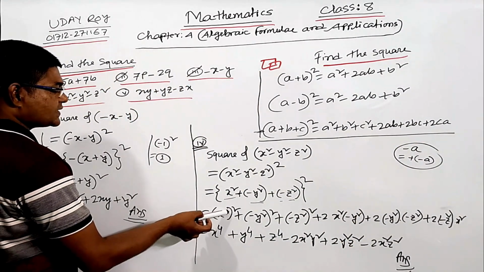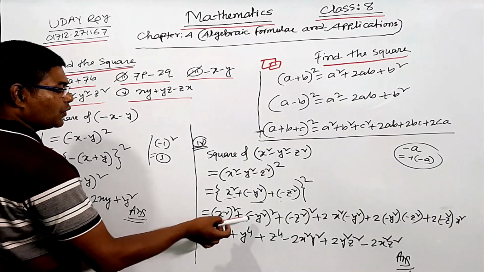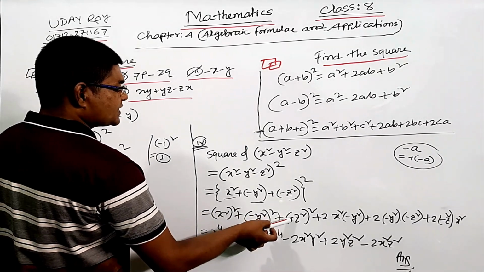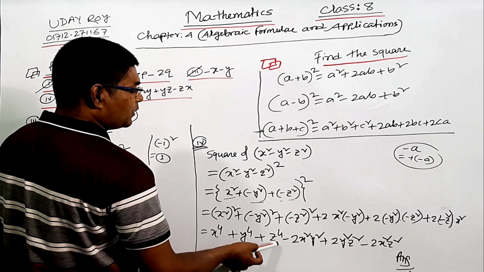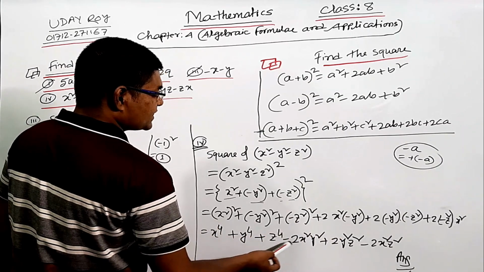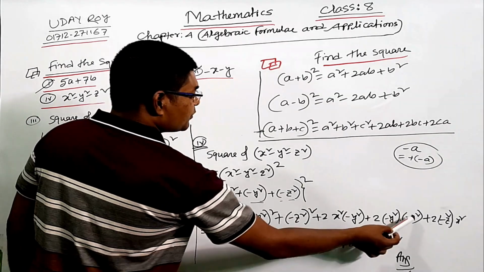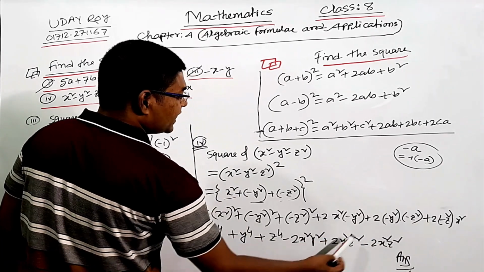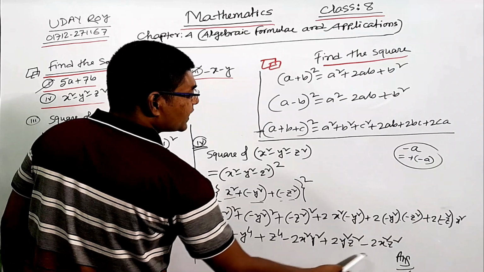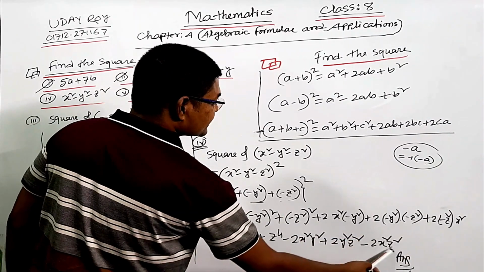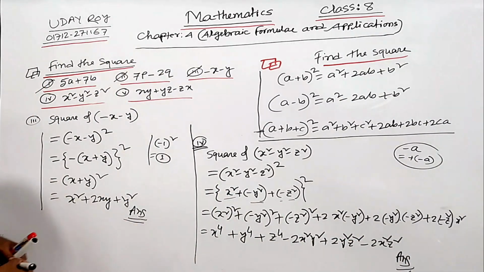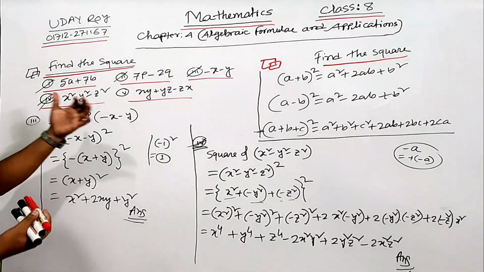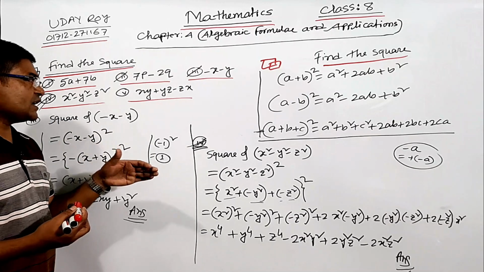So here is x square square, x to the power 4, we have got here y to the power 4, we have got here z to the power 4, minus 2 x square y square, plus 2 y square z square, minus 2 x square z square. So we have got maths number 4. Now we will do maths number 5.